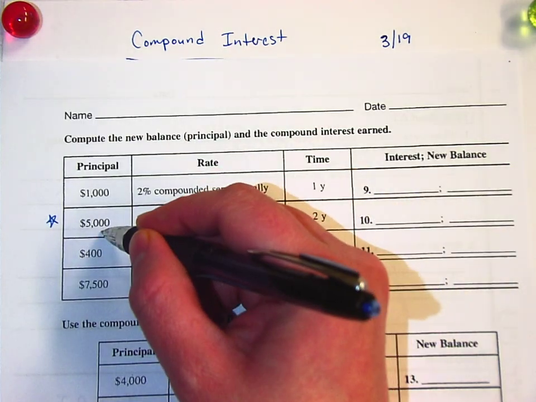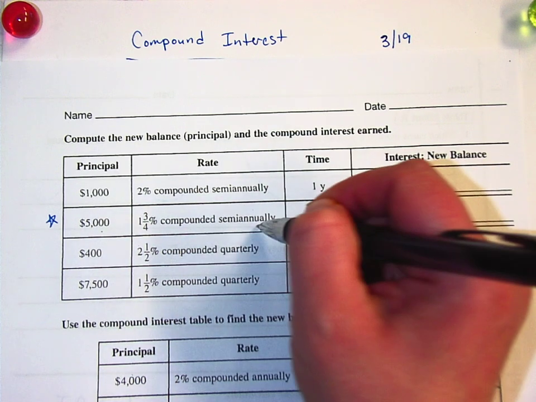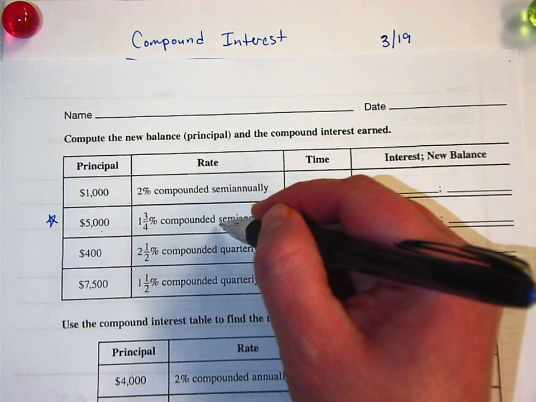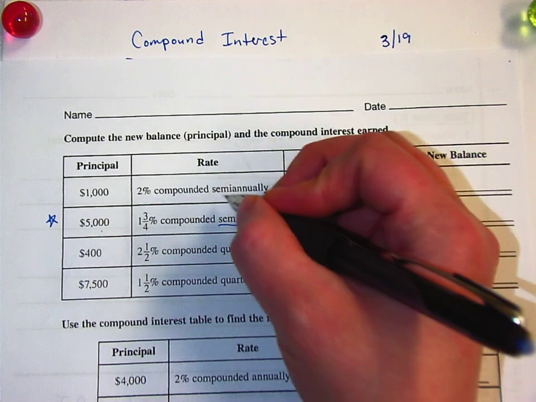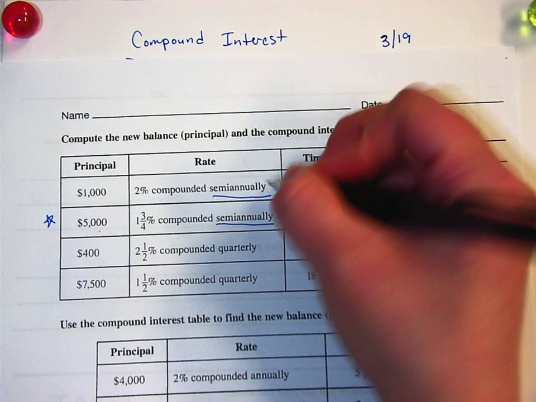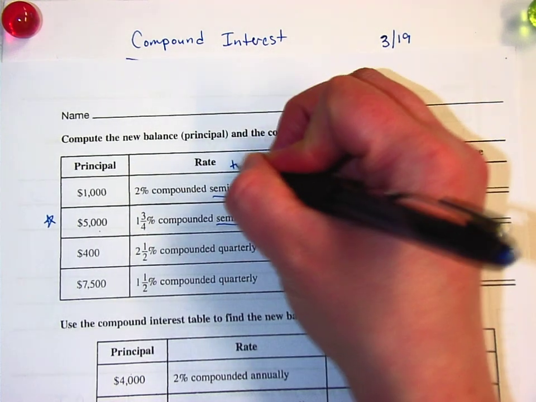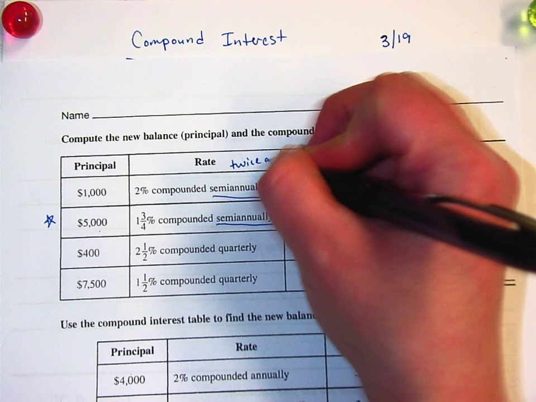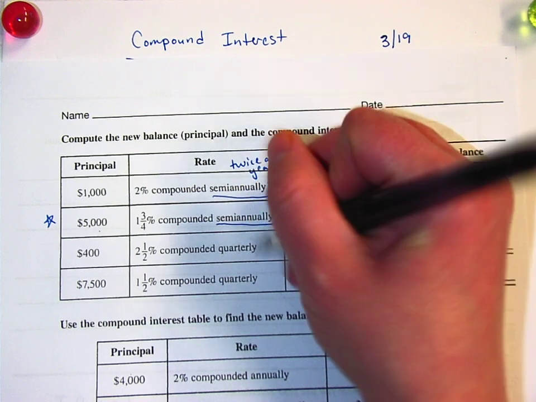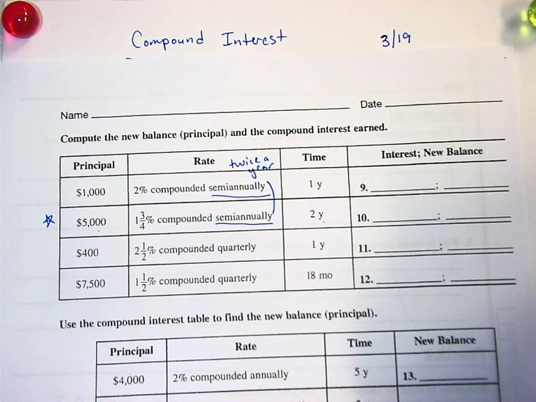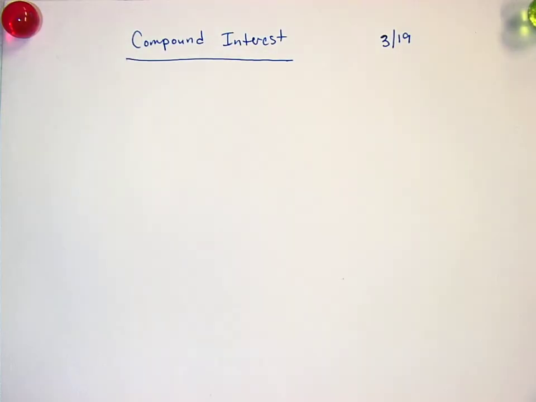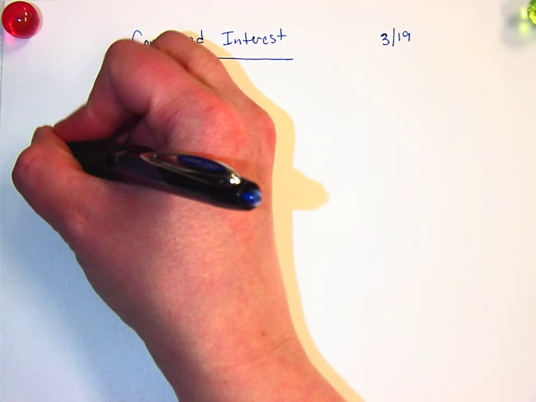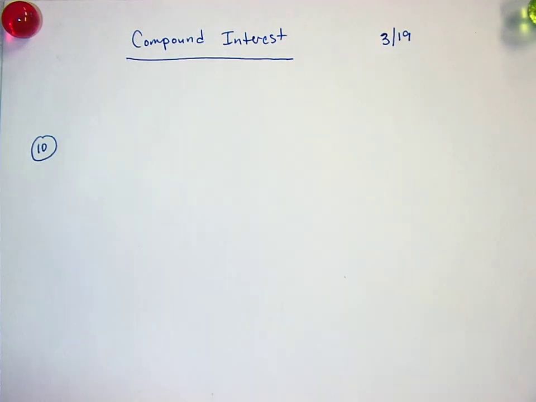It is $5,000 principal. It's compounded semi-annually for 2 years. Semi-annually means twice a year. And on these problems, when it says quarterly, that means 4 times a year. So, this is problem number 10. I'm going to show all of my work.